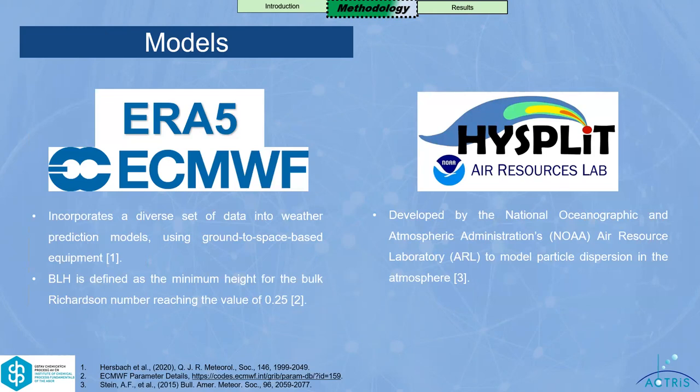ERA5 is a fifth generation European weather forecasting model. It provides you several atmospheric, land, and oceanic variables on hourly, daily, and monthly basis. HYSPLIT is a hybrid single particle Lagrangian integrated trajectory model. It is produced by NOAA Air Resources Laboratory. The main purpose of this model was to study the dispersion of the particles into the atmosphere.